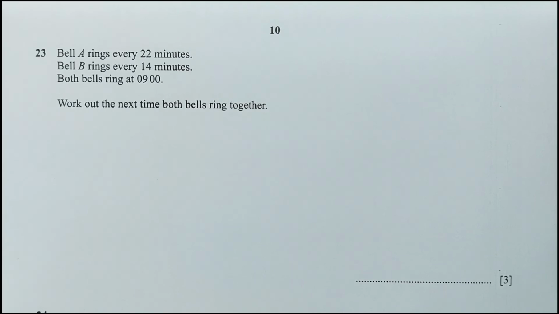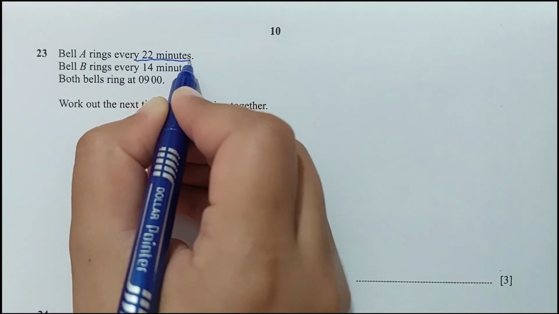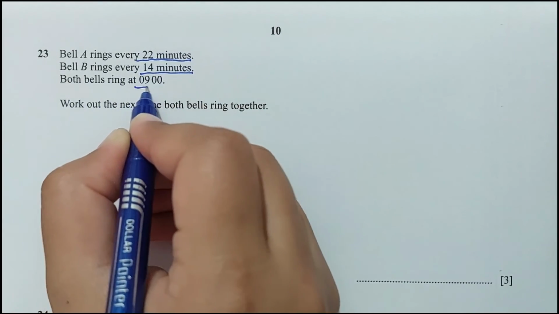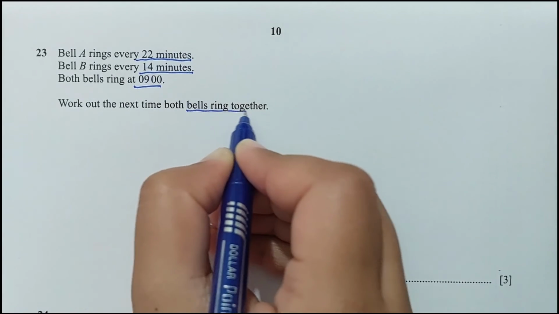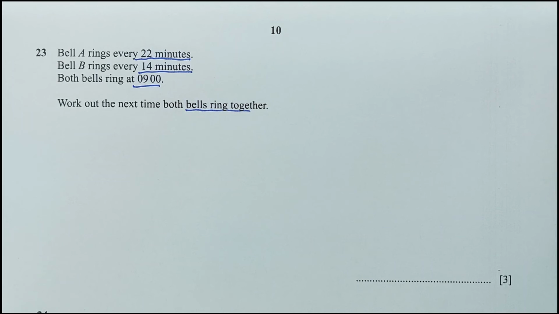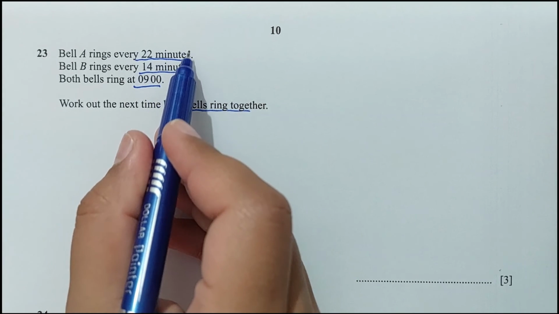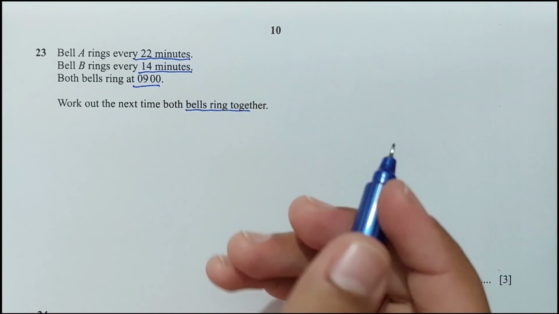Right. Question number 23, bell A rings every 22 minutes. Bell B rings every 14 minutes. Both bells ring at 9. Work out the next time both bells ring together. Right, so that is really simple. We have to find the LCM of the 2 numbers and then we can add the number of minutes, right?